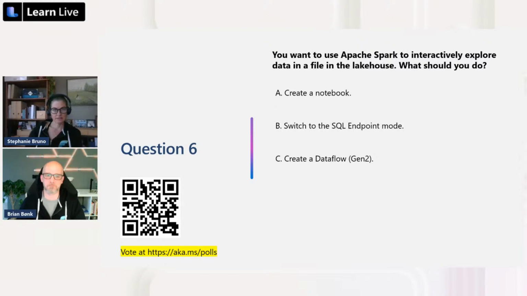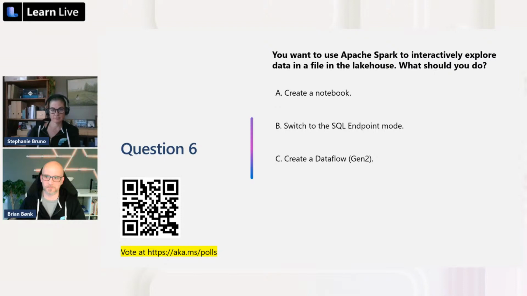So we want to use Spark to interactively explore data. Exploring data, that's not what I do with the data flow Gen 2, right? That's for transforming data, so I'm going to scrap that one. So do I want to use SQL endpoint or a notebook? SQL endpoint, that's going to be T-SQL. So I think I can maybe eliminate that one.